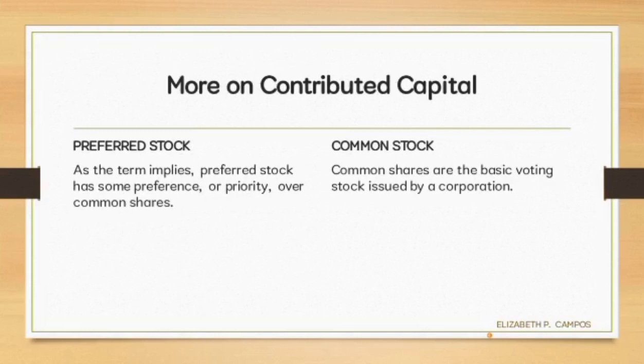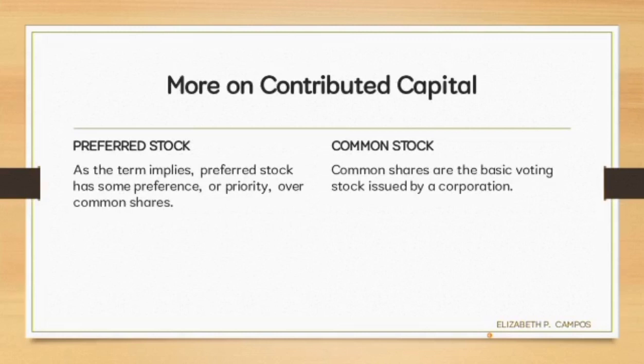Common shareholders are the residual claimants on the firm, a term that means that in the event of liquidation, all other claimants of the firm, creditors and preferred shareholders, must be paid in full before common shareholders are entitled to any payment. In fact, one way to define ownership is that it represents a residual claim on the firm's assets.